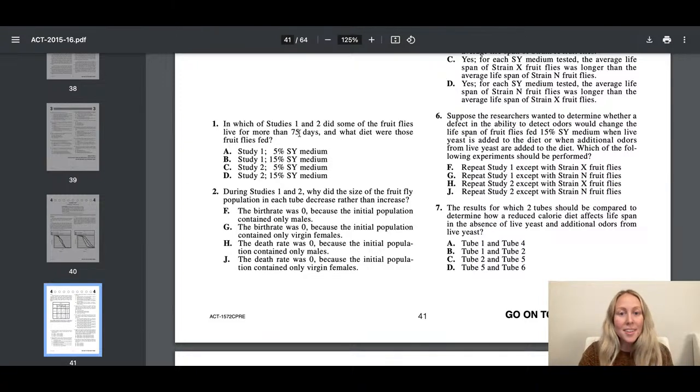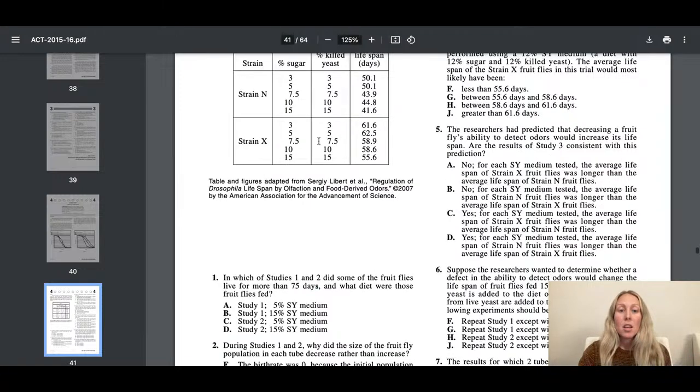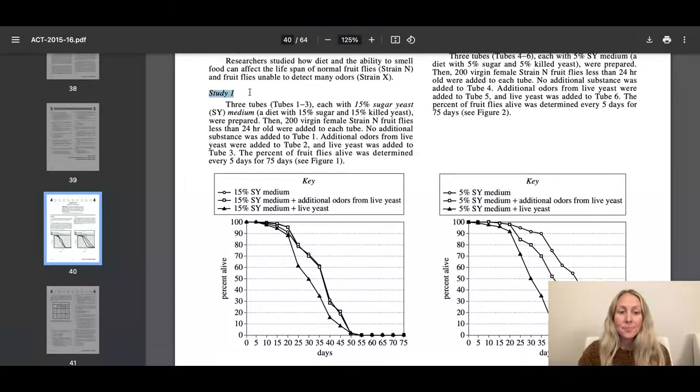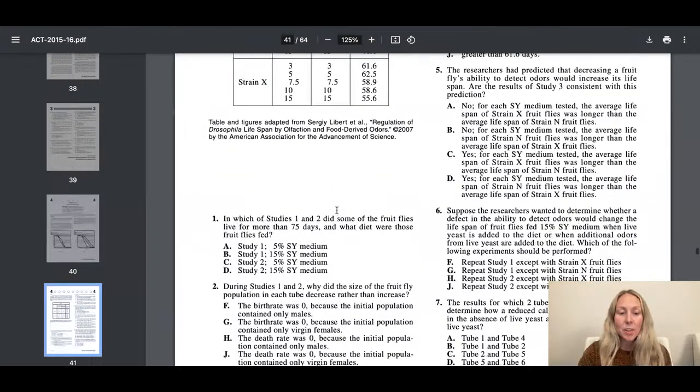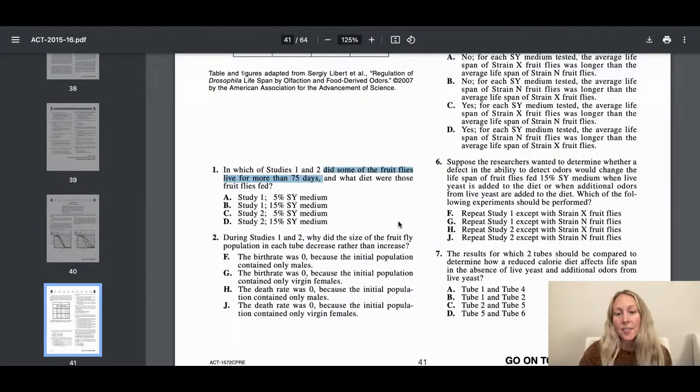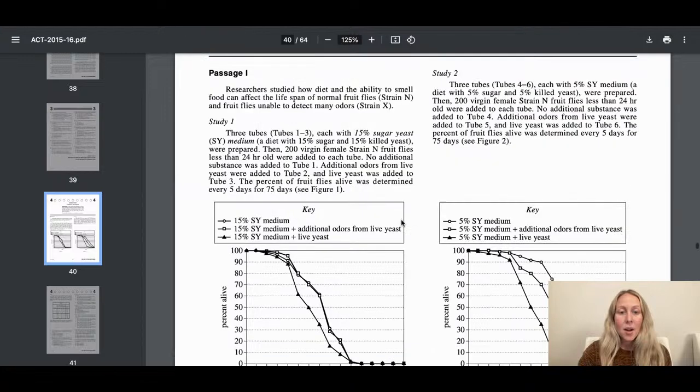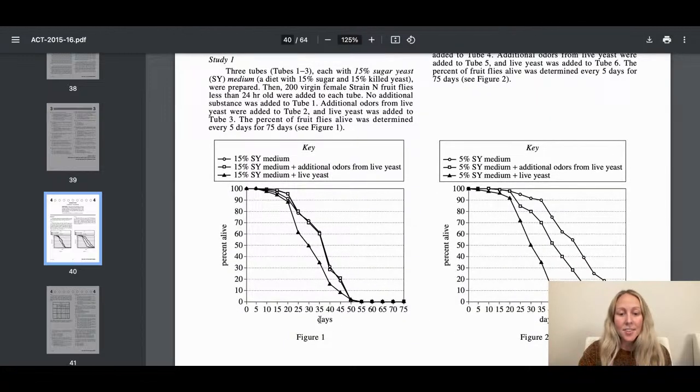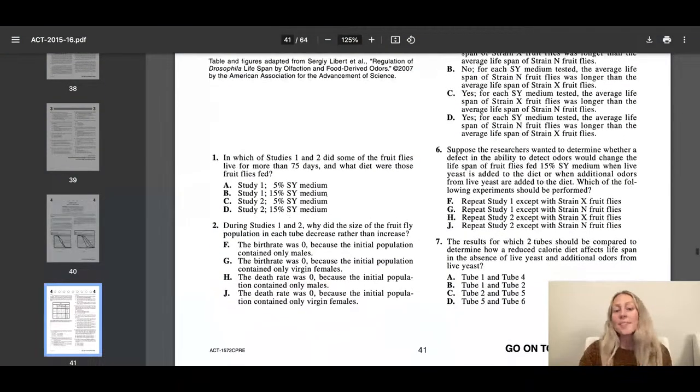Now we're going to reread the question again. In which of studies 1 and 2 did some of the fruit flies live for more than 75 days, and what diet were those fruit flies fed? Next, take just one piece of the question to check in the charts and graphs first. Let's go find study 1. Found study 1, it's right here. Did any of them live for more than 75 days? Here's the days and percent alive. At day 75, what percent is alive? 0.